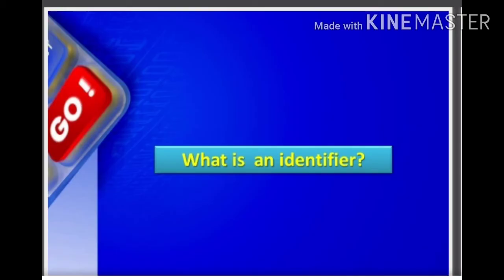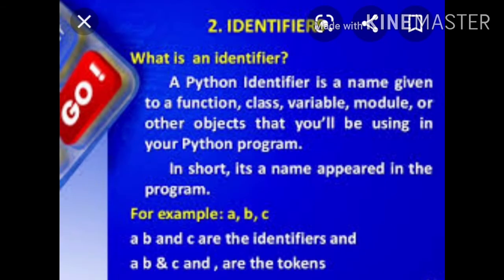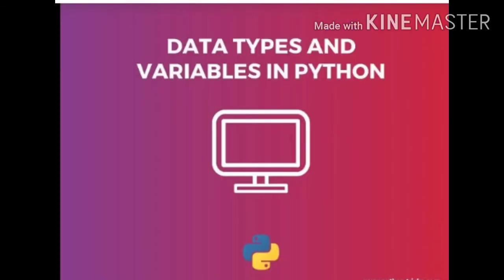Now the second thing of the token is the identifier. What is an identifier? An identifier is a name given to a function, class, variable, module and other objects you will use in Python programming. Now we discuss variables. Now we discuss data types and variables in Python.